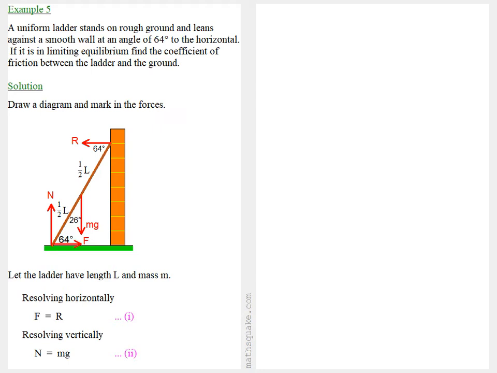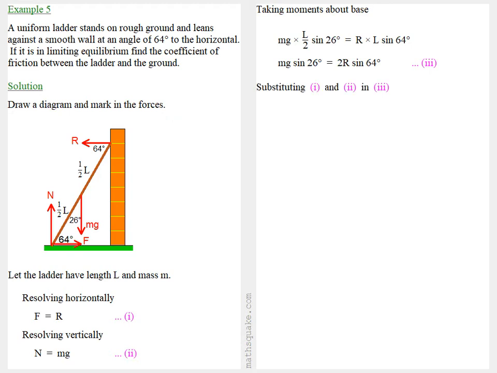Remember, the turning moment of a force is the force times the distance from the pivot to the force times the sine of the angle between the distance and the force. So, taking moments about the base of the ladder, we have mg times L over 2 sine 26 degrees equals R times L sine 64 degrees. And this simplifies to mg sine 26 equals 2R sine 64.